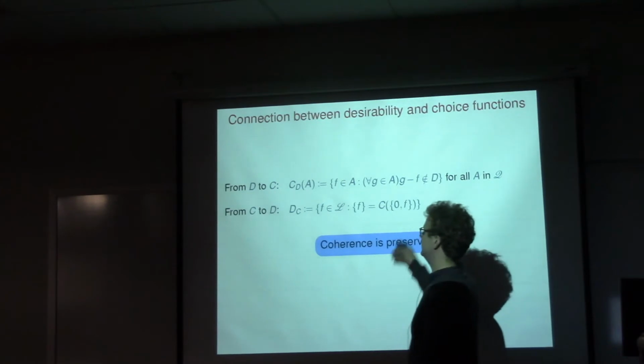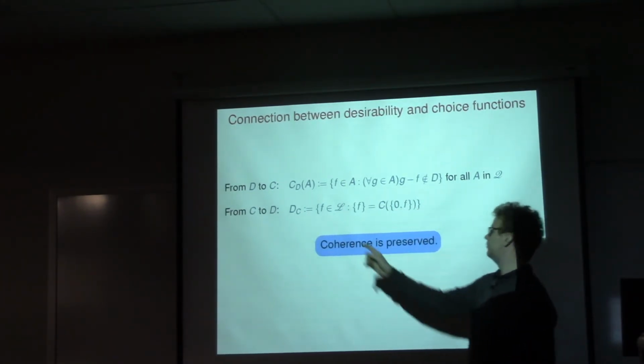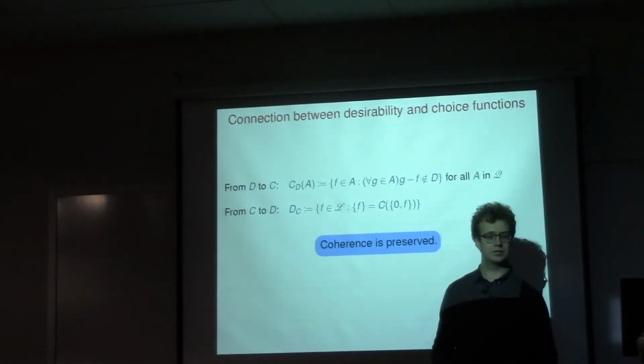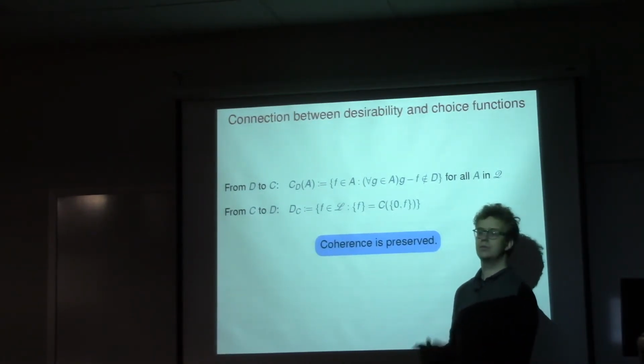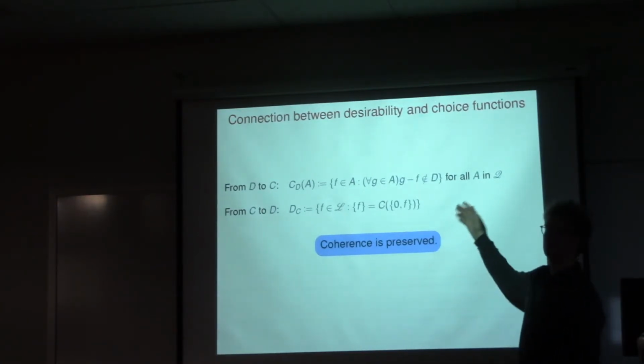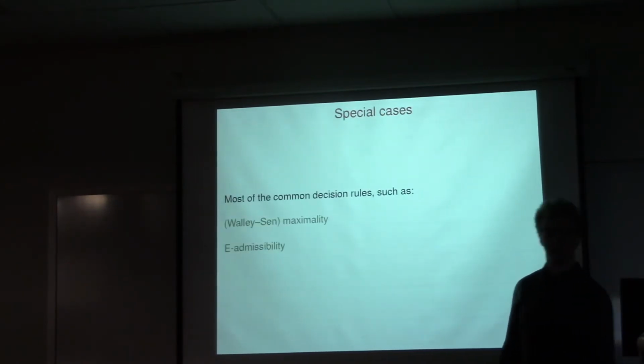Well, important is that in both directions coherence is preserved. And actually, for both proofs, I need all the rationality requirements. So I don't have too many rationality requirements, if you want, to make a link between choice functions and desirability. So now what can we do with choice functions?